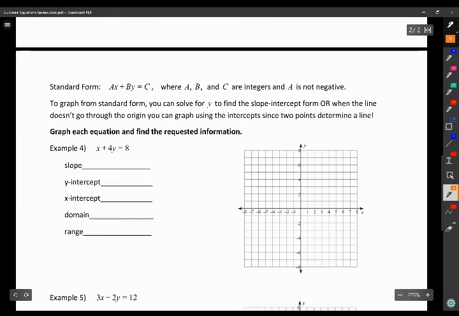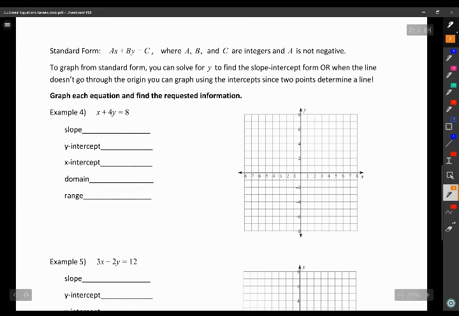Sometimes our equation's in standard form, which means that it's not solved for y. We have ax plus by equals c, where a, b, and c are integers, and a is not negative. And to graph the standard form, you can solve it for y to get the y-intercept, or you can do the x-intercept and y-intercept and just connect those lines. And that's totally up to you. It depends on what your equation looks like and if it's easier to do one way than the other.